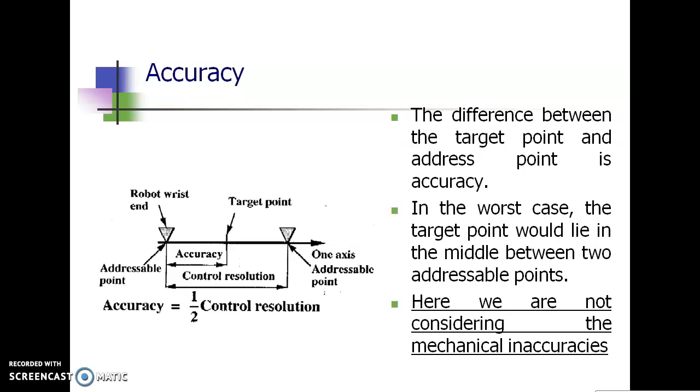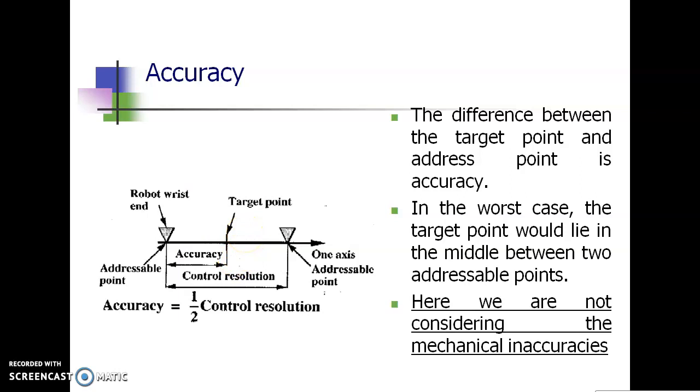This difference between the target point and the addressable point is what we are calling accuracy. I ask the robot to go to a particular point, but the controller can only reach the addressable points. So if that is the case, what is the accuracy? The difference between the addressable point and the target point is called accuracy. In the worst case, the target point would lie in the middle between the two addressable points.